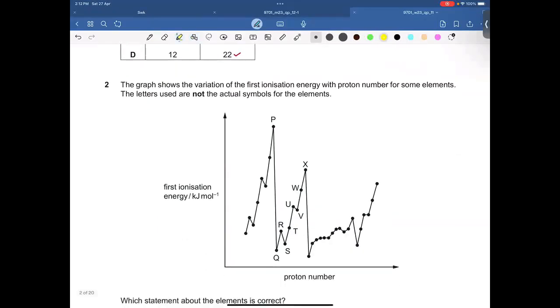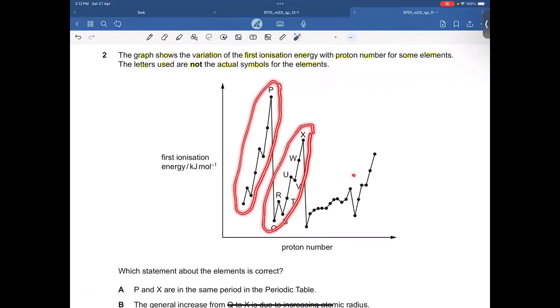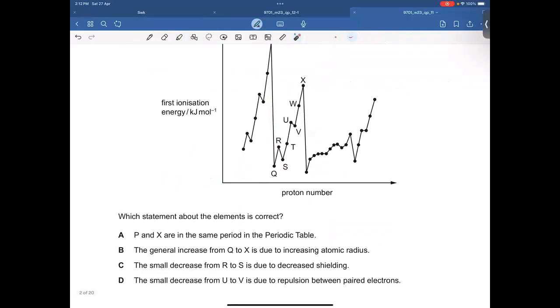Question number 2. The graph shows the variation in the first ionization energy with proton number for some elements. The letters used are not the actual symbols for the elements. This is basically period 2 elements. This is basically period 3 elements. This is basically transition elements. The y-axis has first ionization energy. The x-axis is proton number. So which statement about the elements is correct?